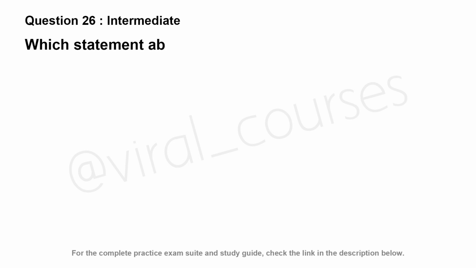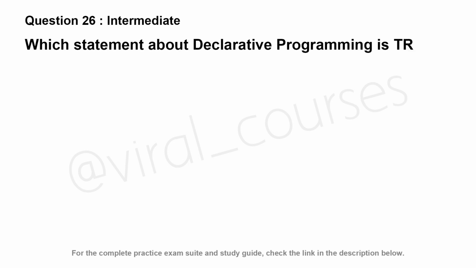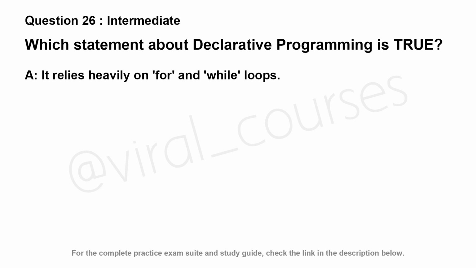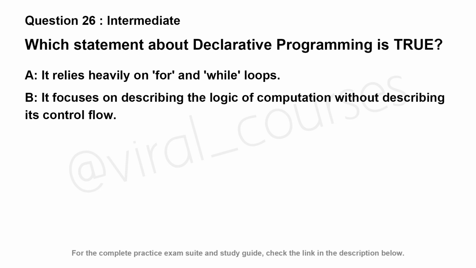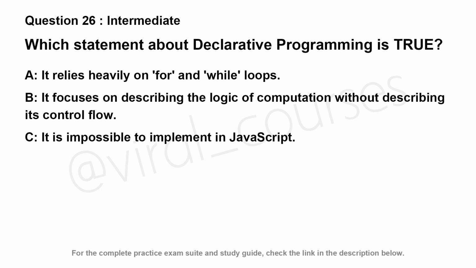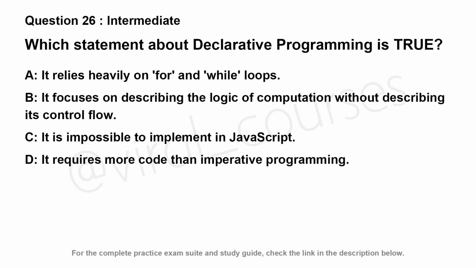Which statement about declarative programming is true? Option A. It relies heavily on for and while loops. Option B. It focuses on describing the logic of computation without describing its control flow. Option C. It is impossible to implement in JavaScript. Option D. It requires more code than imperative programming.